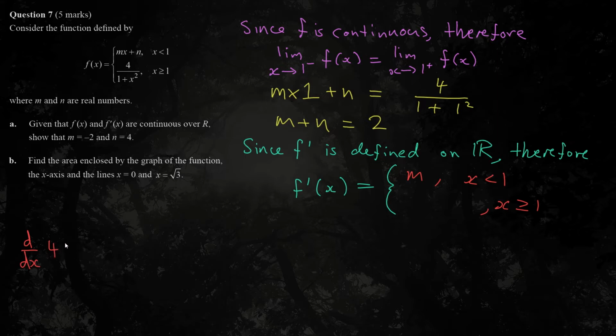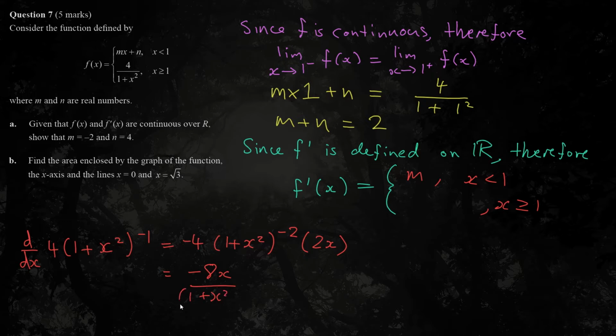So, all right, d/dx of 4 times (1 plus x squared) to the -1. To differentiate this, we drop the power down, so we get -4 out the front. We rewrite this. The power reduces by 1, so we end up with a -2 here. And then we just have to multiply by the derivative of everything in the brackets, which is 2x. And obviously this simplifies to -8x over (1 plus x squared) squared.